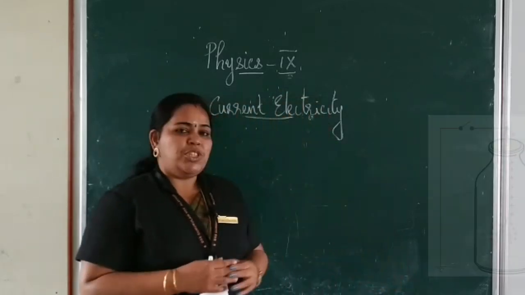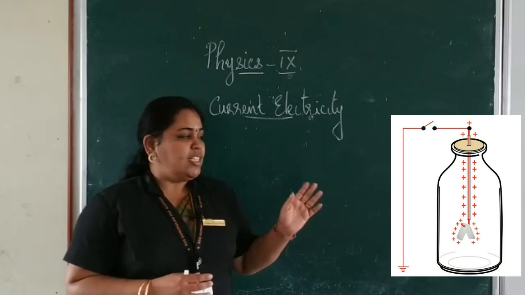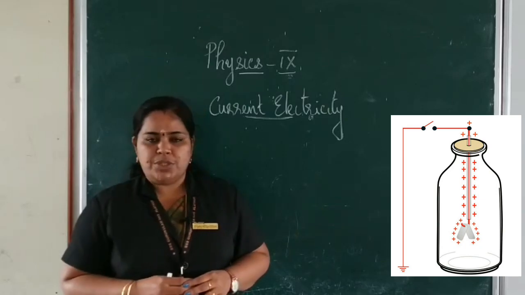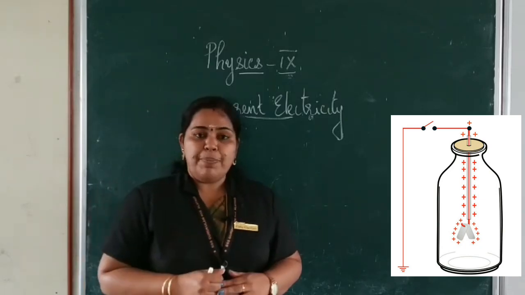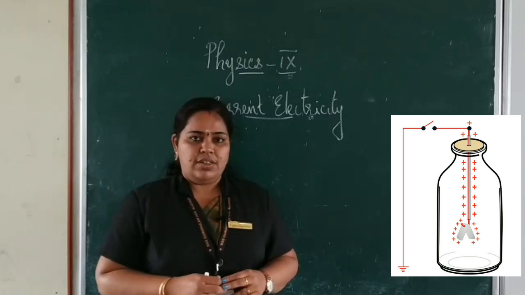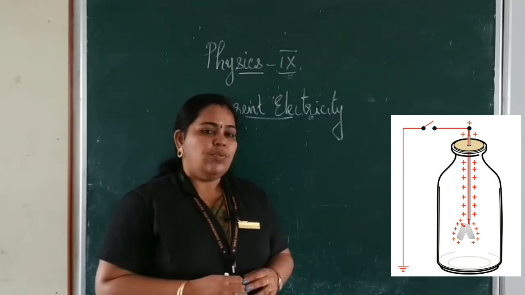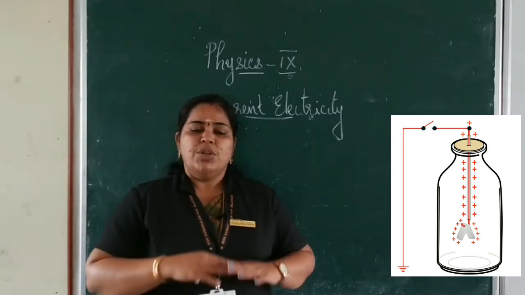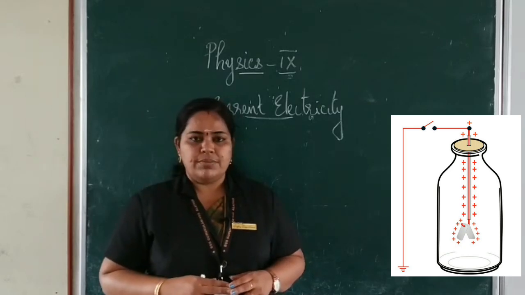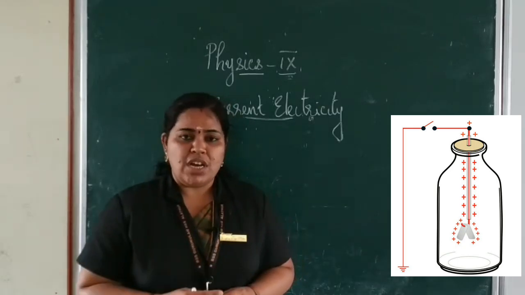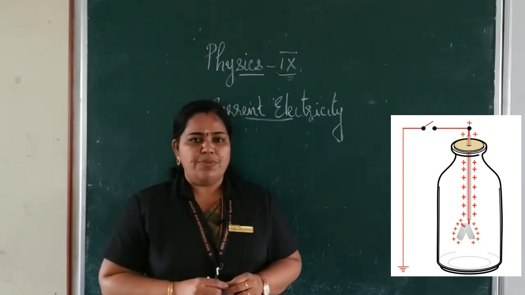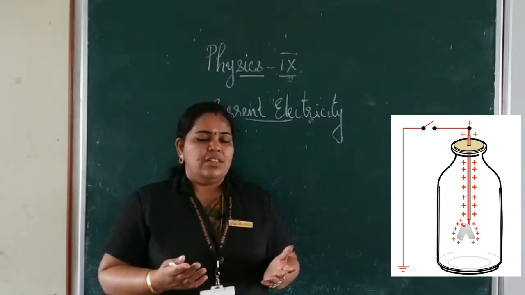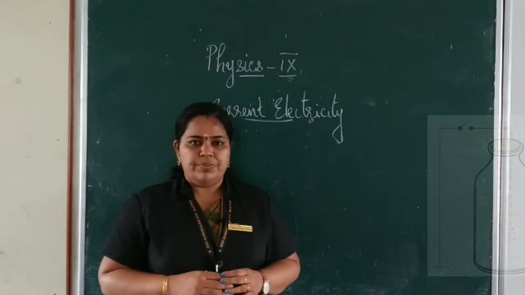So now just see this picture. Here you can see a positively charged electroscope, isn't it? It is connected to the earth through a switch. Now what happens when the switch is on? When the switch is on, we can see electrons from the earth move towards the electroscope and neutralize the positive charge. And flow of charge takes place only for a short interval of time. Once the charges get neutralized, what happens? There is no charge for the electroscope.